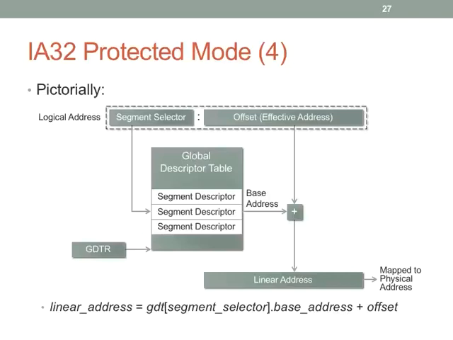Segment selector: we look up the segment descriptor using the global descriptor table register. We add in the base address and the offset to give us a linear address, and then that is mapped to the physical address by the virtual memory hardware if we turned it on, which we don't have to. Okay, any questions? Really straightforward.